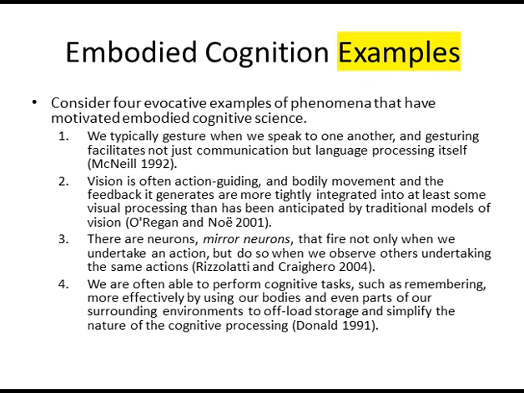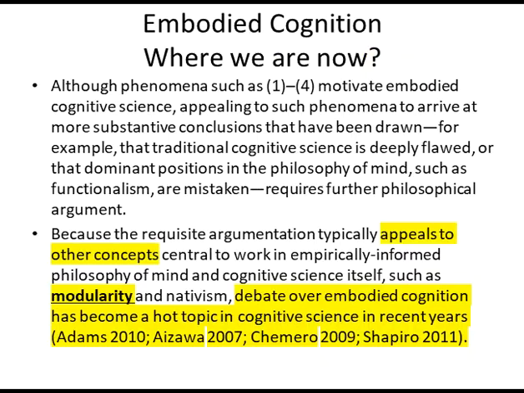4. We are often able to perform cognitive tasks, such as remembering more effectively, by using our bodies and even parts of our surrounding environments to offload storage and simplify the nature of cognitive processing. Remember the term too, muscle memory. Okay? Maybe that too sort of highlights some of these ideas of embodied cognition.